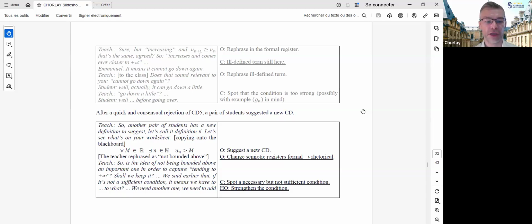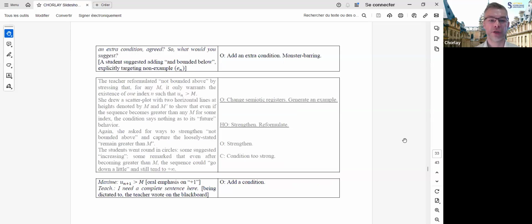Let's see what's on your worksheet. So this is what's on their worksheet. The teacher rephrases this: well, this is just not bounded above. So is the idea of not being bounded above an important one in order to capture tending to positive infinity? Shall we keep it? We said earlier that it's not a sufficient condition. It means we have to add another one, an extra condition. We have to make it stronger. What do you suggest? And again, students suggest, oh, it has to be bounded below as well. Okay.